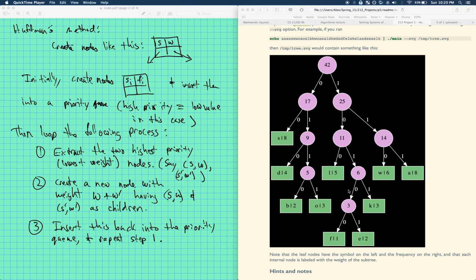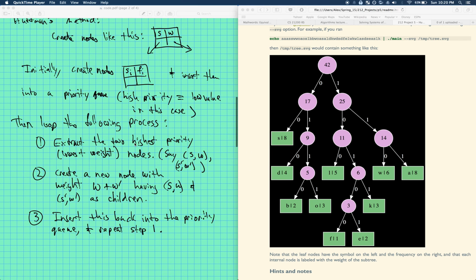So let's see. High priority equals low value in this case. So the process is we extract the two highest priority, lowest weight nodes. We take them out of the queue. So remember, the queue is just that we can extract from the front. That's basically how a queue works: we take things out of the front.